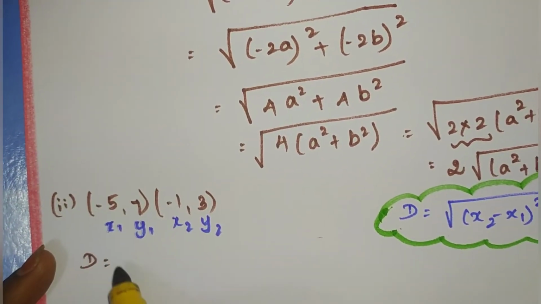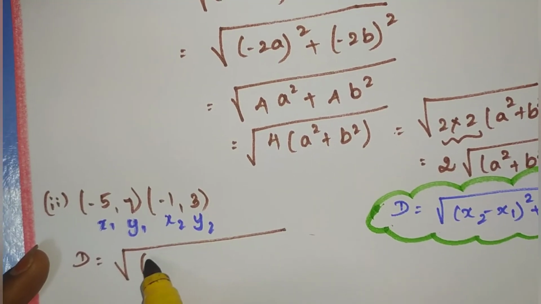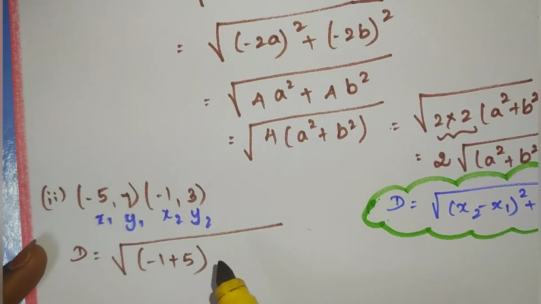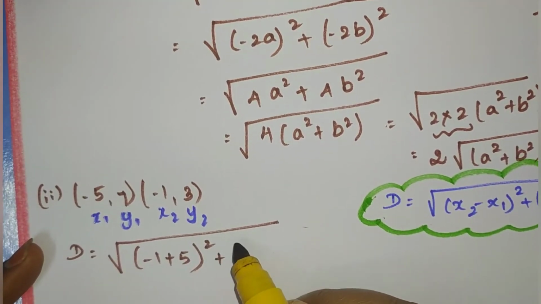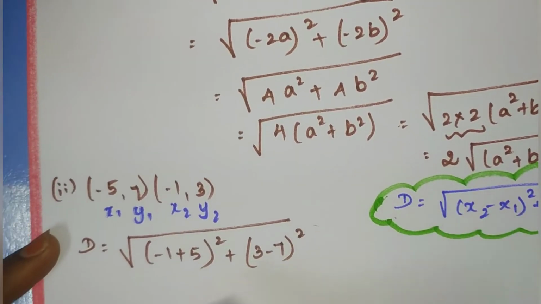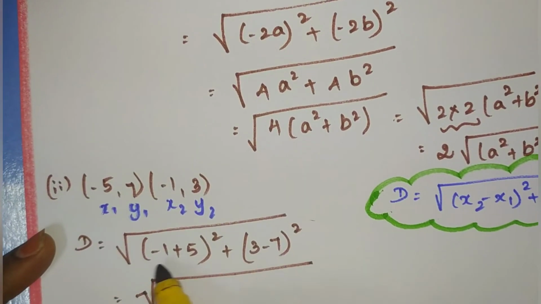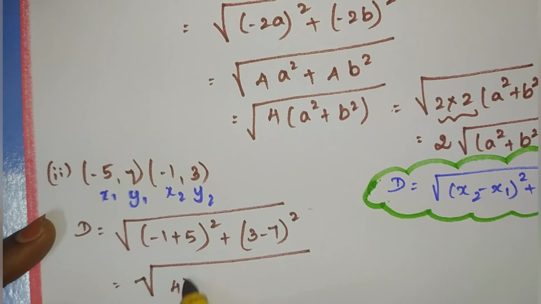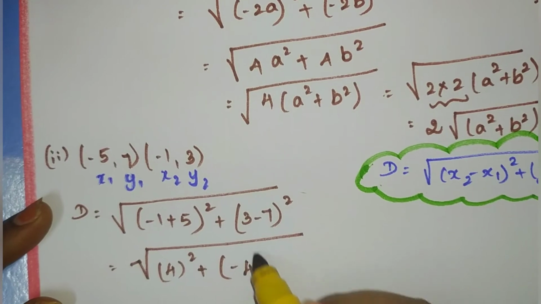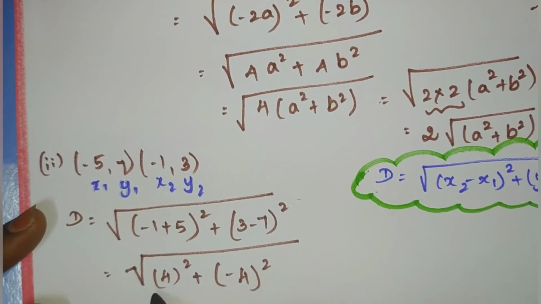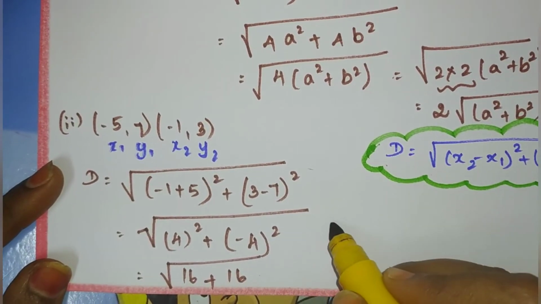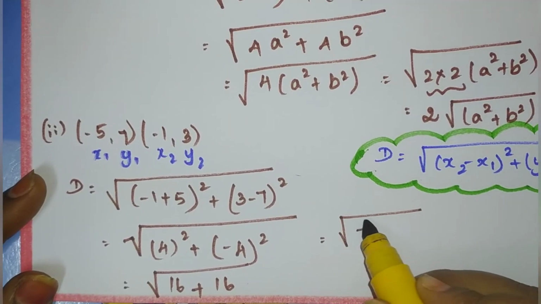So D is equal to root of x2 is minus 1, x1 is minus 5. So minus of minus is plus, 5 the whole square plus y2 is 3 minus 7 the whole square. Then minus 1 plus 5 is 4 square plus 3 minus 7 is minus 4 the whole square. Then 4 square is 16. Here also 4 square is 16. So 16 plus 16 is 32.